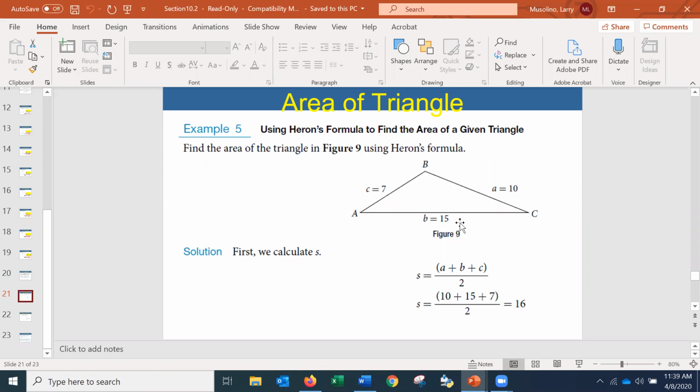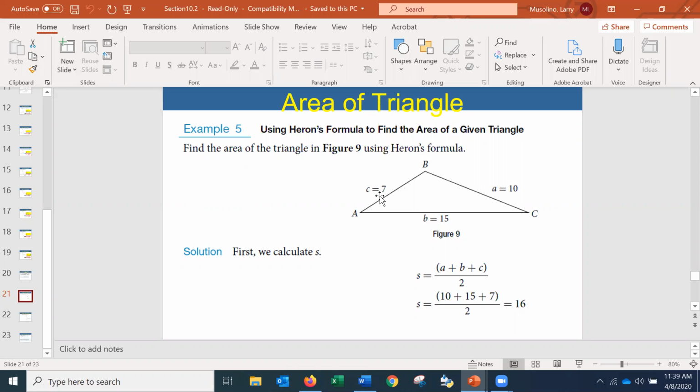So here's a triangle. I have the 3 sides labeled here. A is 10, B is 15, C is 7. I want to know the area of this triangle. Notice I don't have any angles worked out.